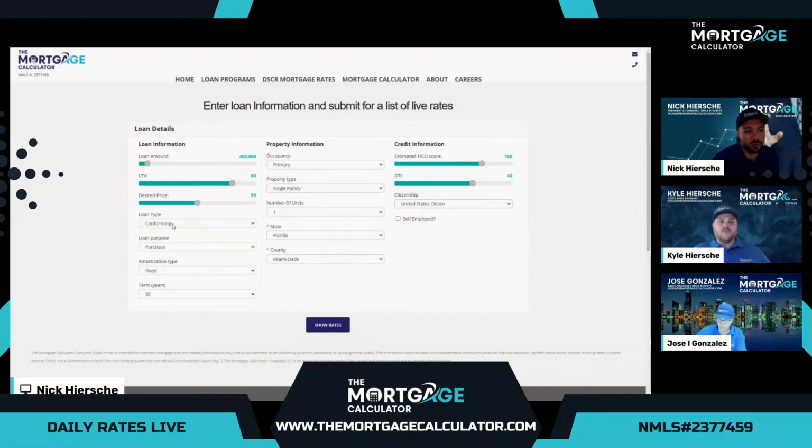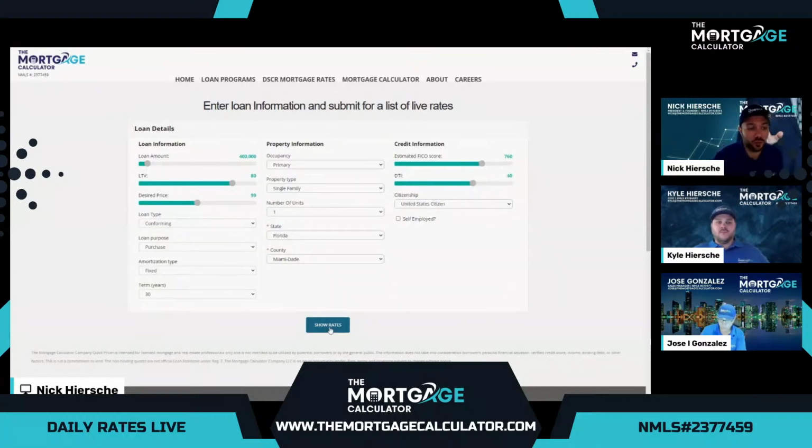So our first demo today will be conforming conventional, purchase, 30-year fixed, pretty standard scenario, primary home, single family home, 1 unit, Florida, Miami-Dade. That's where our office is based. And for all of our scenarios today, we're going to use a 760 estimated FICO score to see the pricing and an estimated debt to income ratio of 40. So those will be our basic setups here.